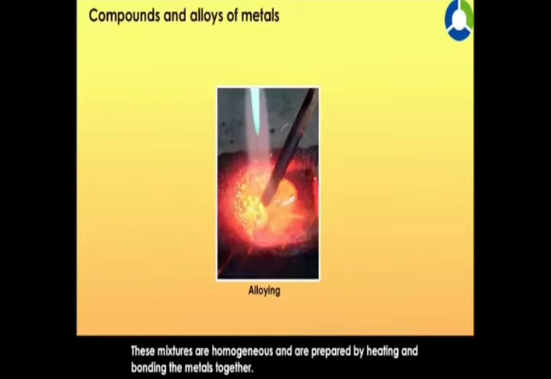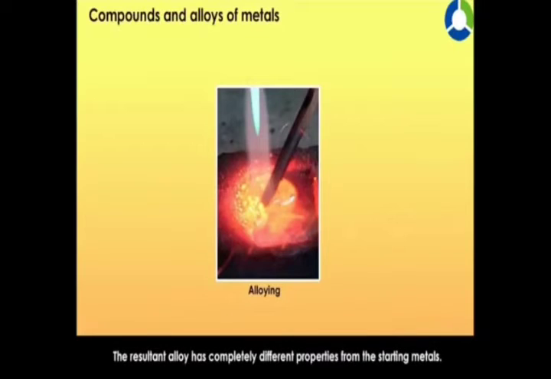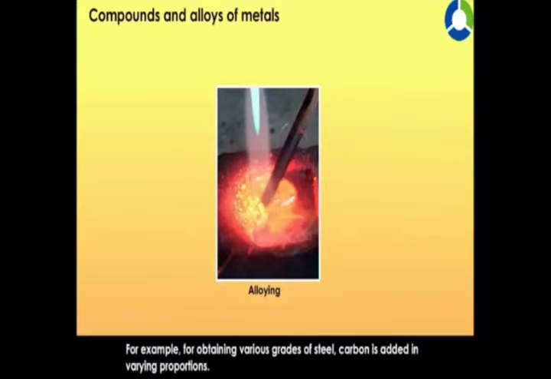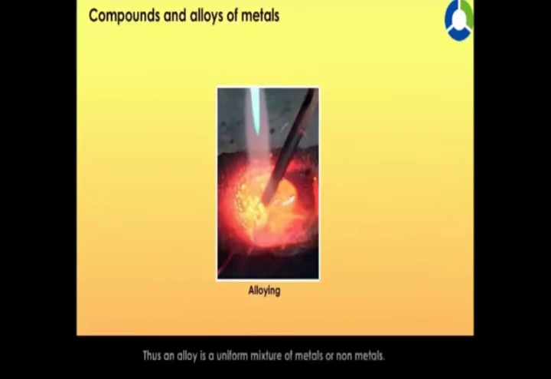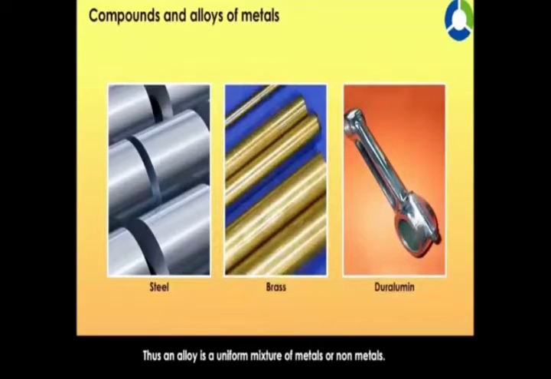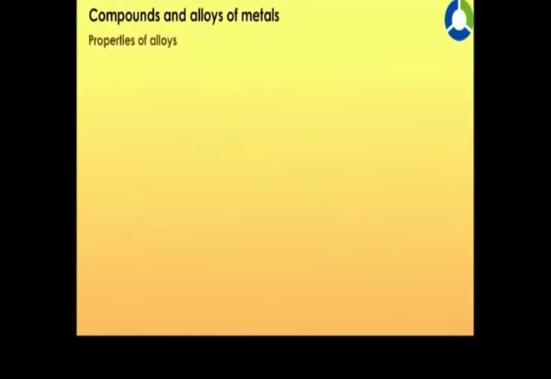These mixtures are homogeneous and are prepared by heating and bonding the metals together. The resultant alloy has completely different properties from the starting materials. Sometimes to make an alloy, a non-metal is also added. For example, for obtaining various grades of steel, carbon is added in varying proportions. Thus, an alloy is a uniform mixture of metals or non-metals. Some common alloys are steel, brass, duralumin, etc.